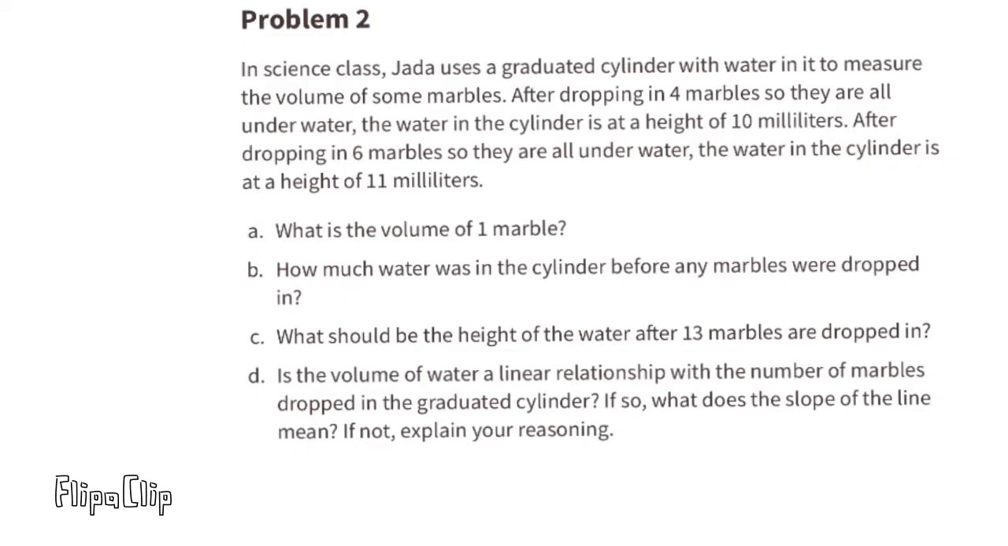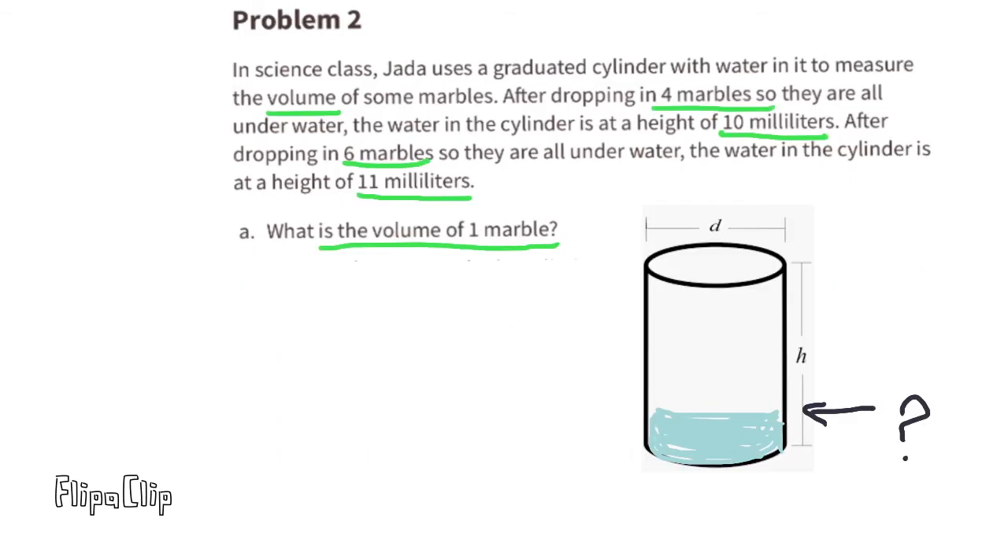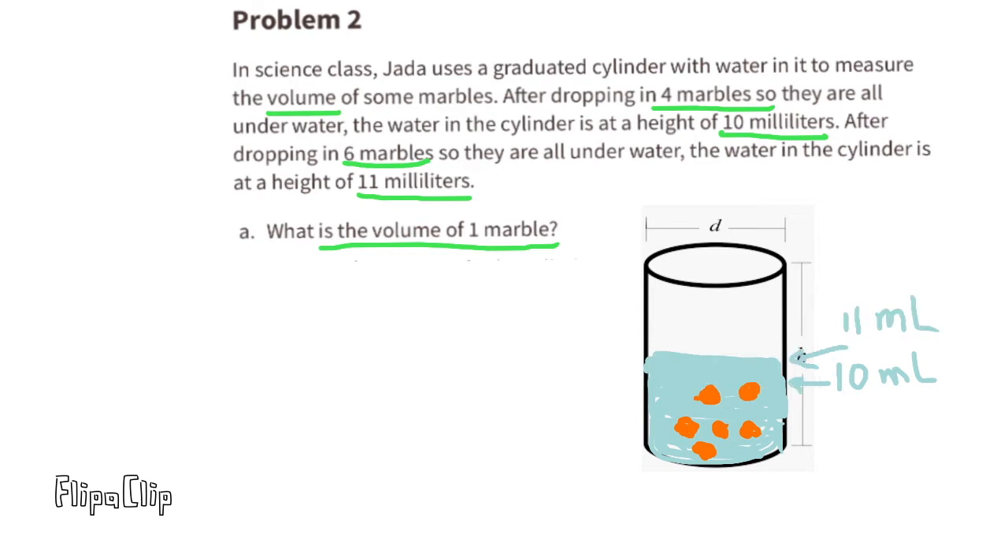Problem number 2. In science class, Jada uses a graduated cylinder with water in it to measure the volume of some marbles. After dropping in 4 marbles, so they are all underwater, the water in the cylinder is at a height of 10 milliliters. After dropping in 6 marbles, so they are all underwater, the water in the cylinder is at a height of 11 milliliters. A. What is the volume of 1 marble?